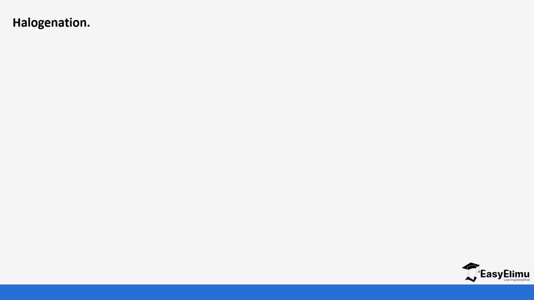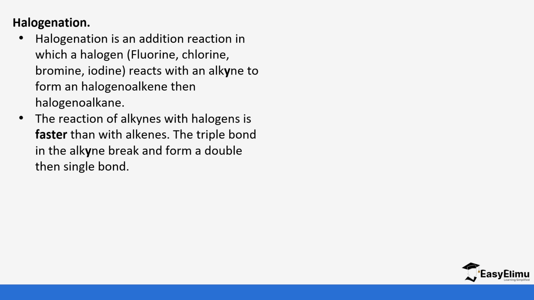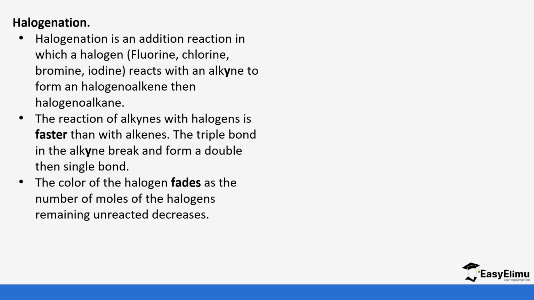Another process is called halogenation. Halogenation is an addition reaction where we add halogens across the triple bond. The reaction of alkynes with halogens is faster than that of alkenes. The triple bond in alkynes breaks to form a double bond and then a single bond. The color of the halogen will fade as the number of moles of unreacted halogen decreases.